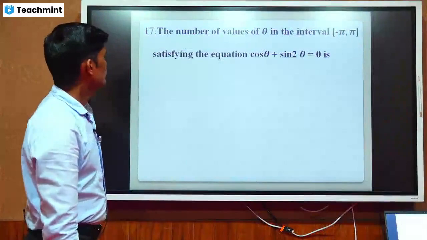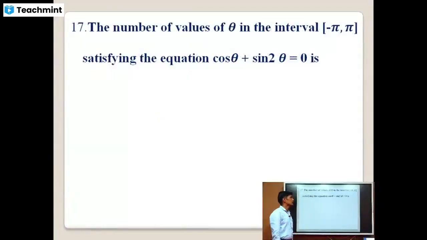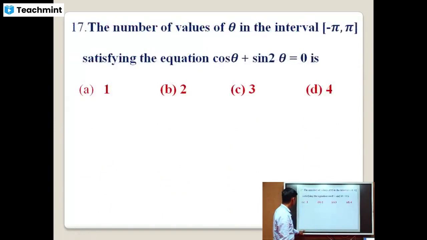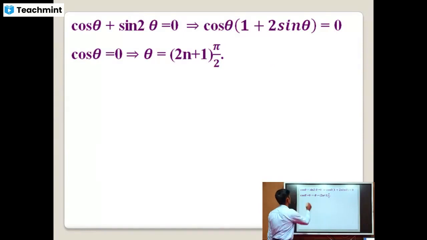Next question. The number of values of theta in the interval minus pi comma pi satisfying the equation cos theta plus sin 2 theta equal to 0. Means the number of solutions satisfying this equation in the interval minus pi comma pi is needed. Here cos theta plus sin 2 theta is equal to 0, and sin 2 theta can be written as 2 sin theta into cos theta. Therefore, it is cos theta into 1 plus 2 sin theta equal to 0.